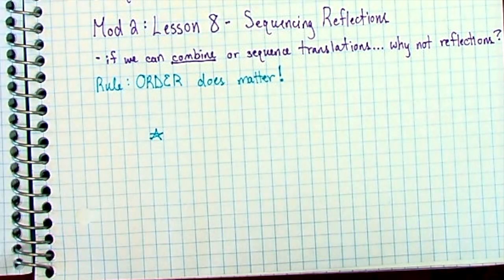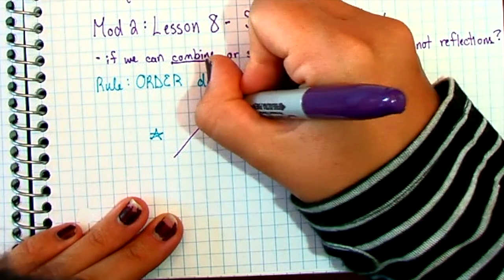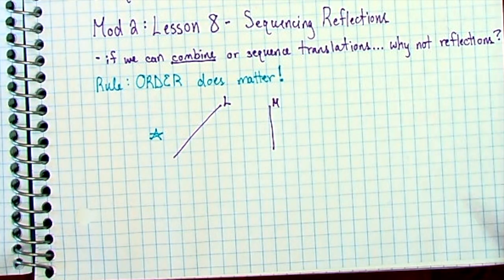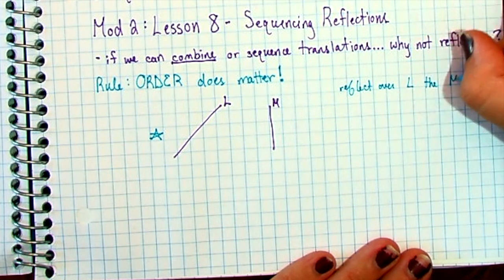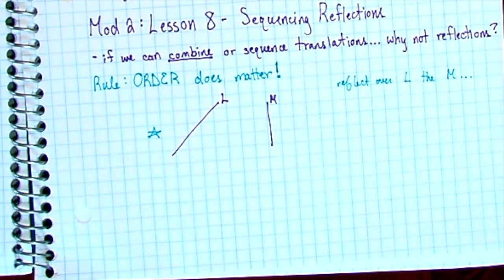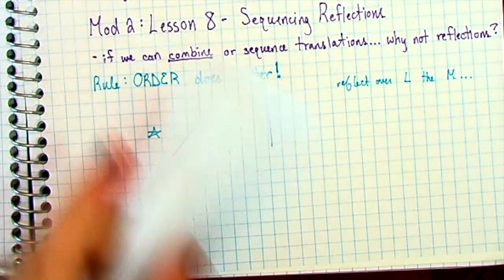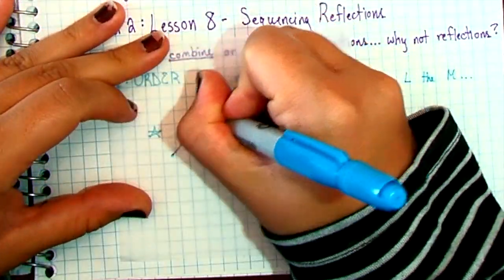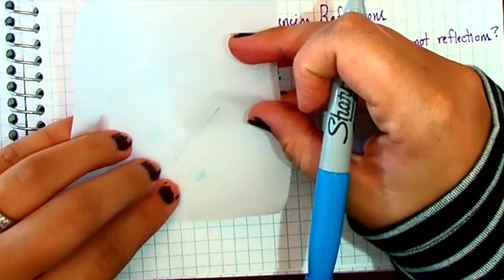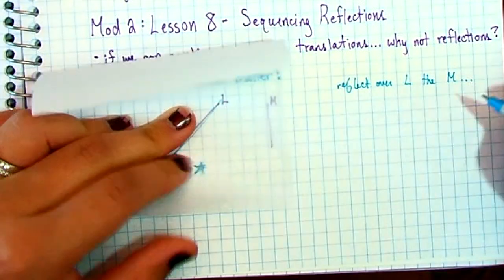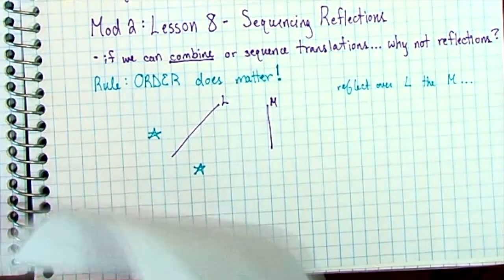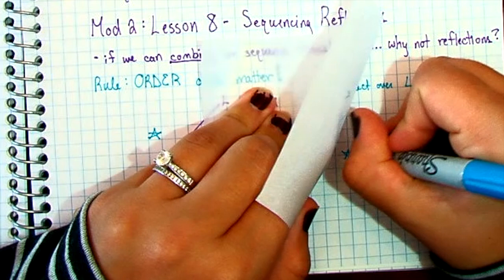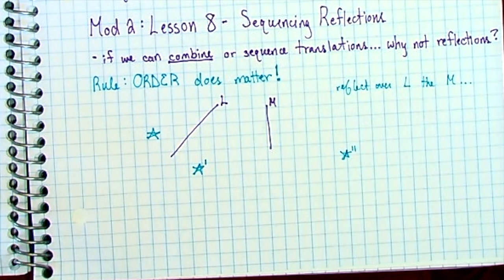So let's say I have a little shape, which is a star, and then I have 2 lines of reflection, L and M. First thing I'm going to do is reflect over L, then M. And we're going to see what happens. So I have my star, and I didn't have any transparency paper at home, so I'm just using some parchment paper that I had in my cabinet that's kind of see-through to work on this transformation. So I'm reflecting the star over line L, and then I'm going to take that star prime and I'm going to reflect it over line M. So I'm doing kind of this two-part transformation. So I've got my star, star prime, and star double prime.